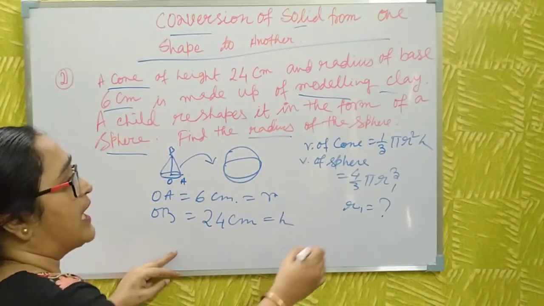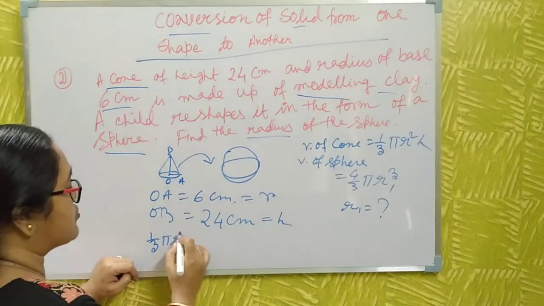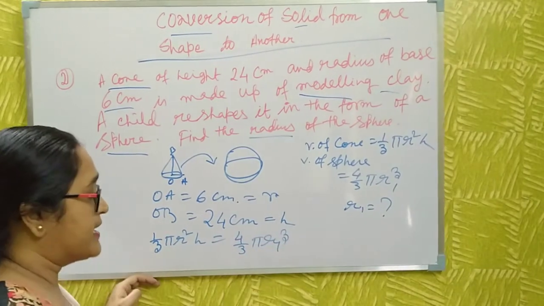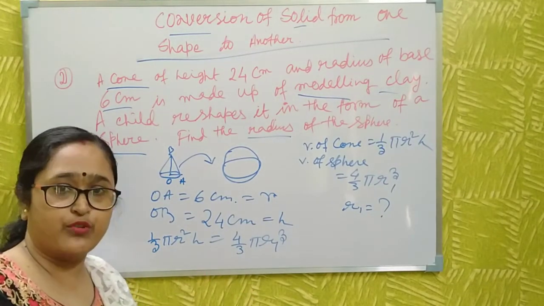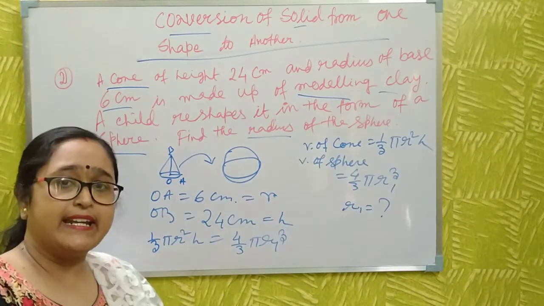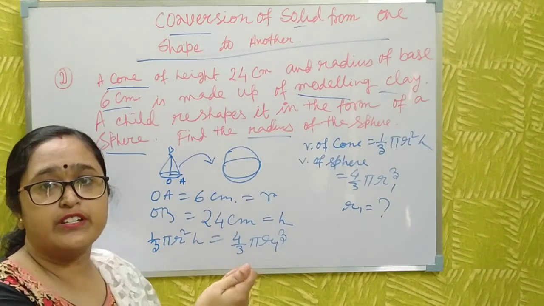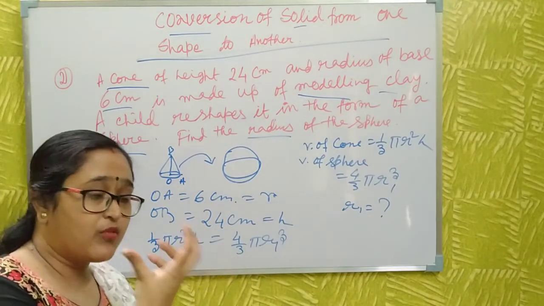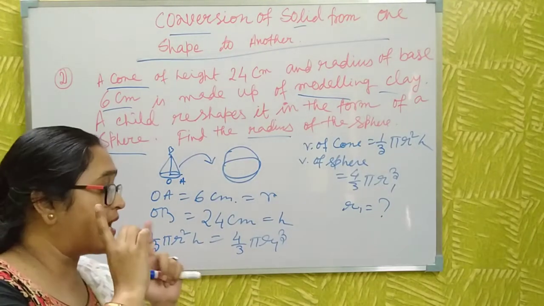Now you put an equation. On the left hand side you write 1/3 pi r square h, and on the right hand side you write 4/3 pi r1 cube. Why am I giving the equating sign here? Listen very carefully. You have a clay. A child made it in the shape of a cone, and then the child breaks it and makes another solid shape, the sphere. The volume, the quantity of the clay, does not change. This is the volume. That's why. Understand very carefully.